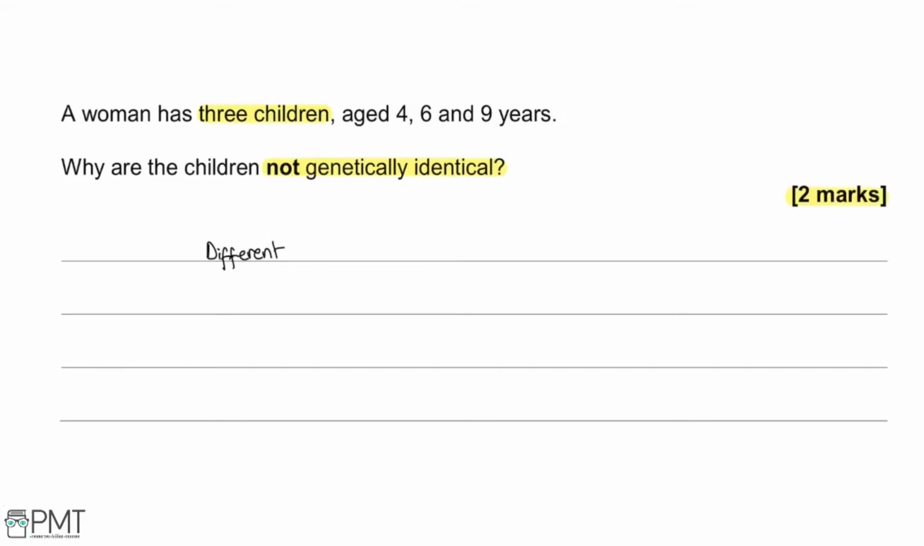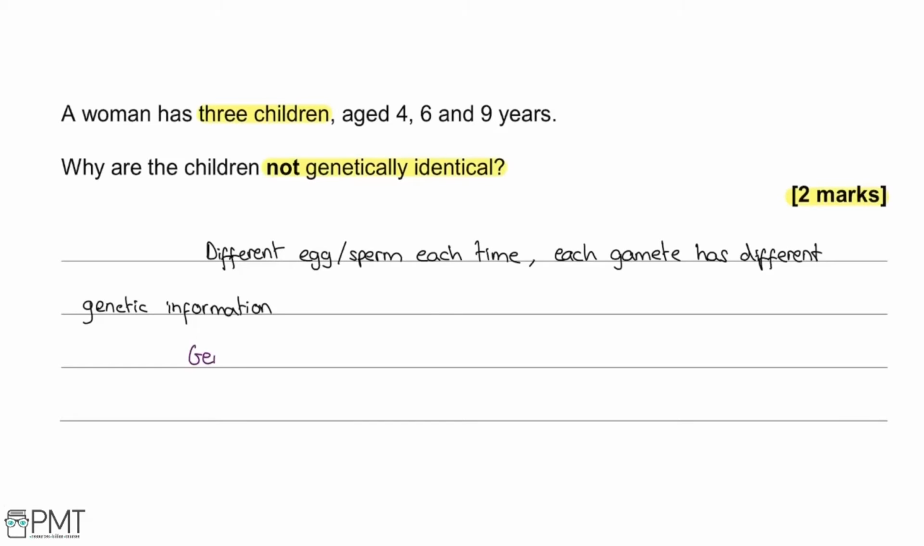So this is because gametes are all different, and for each of these children, a different egg or sperm was used each time, and each gamete has different genetic information or different alleles and DNA. You can also get a mark for saying that the genes come from 2 different people. There are 2 parents, and there isn't just one single parent cell.